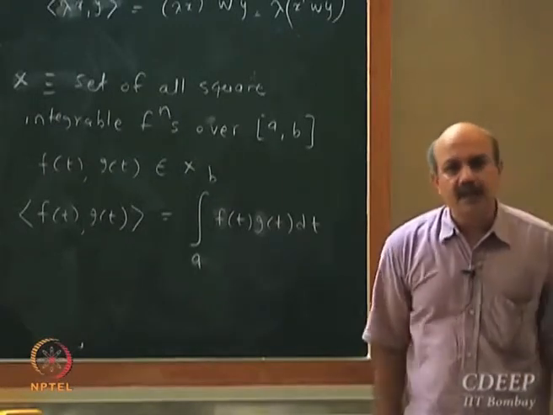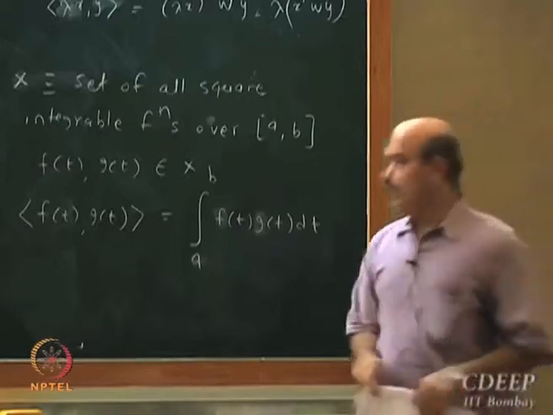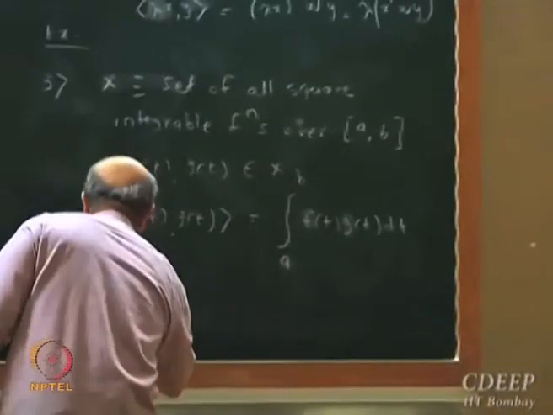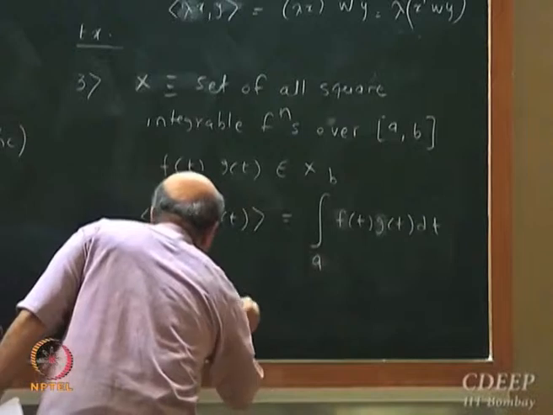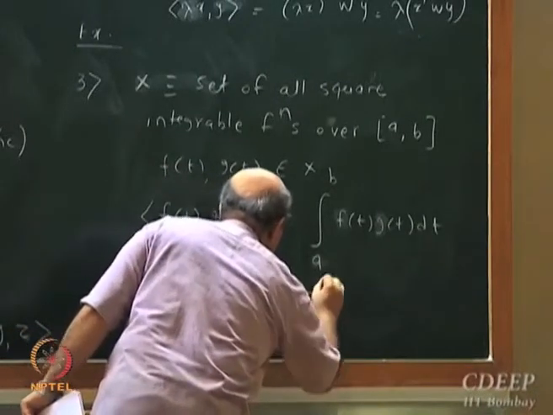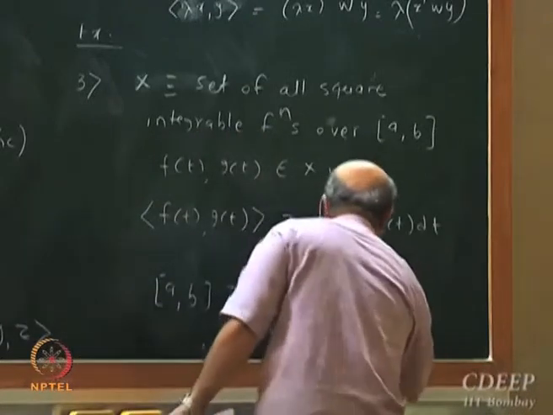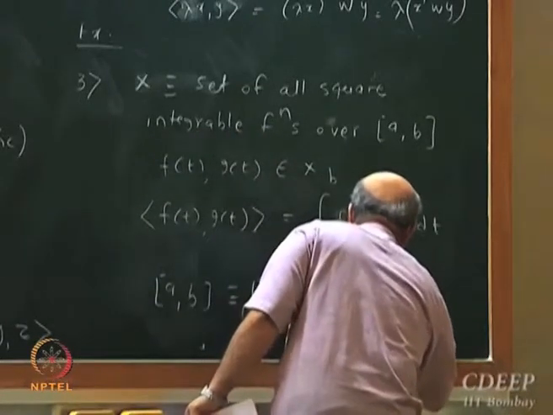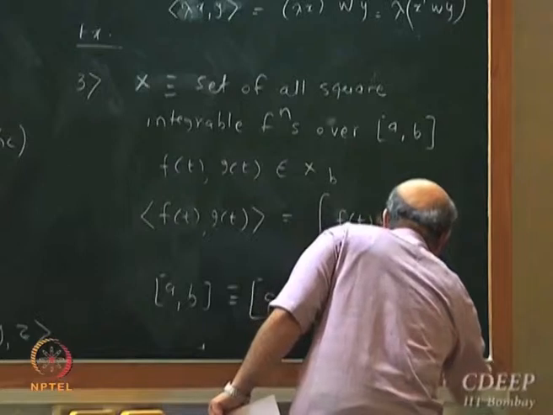Typically when you study Fourier series in your undergraduate, we look at a b that corresponds to 0 to 2 pi, or we look at a b that correspond to minus pi to pi.